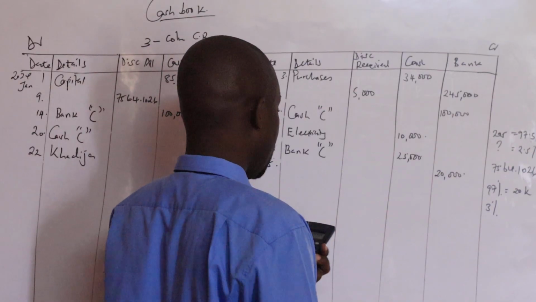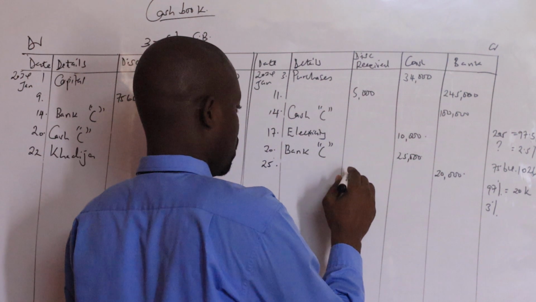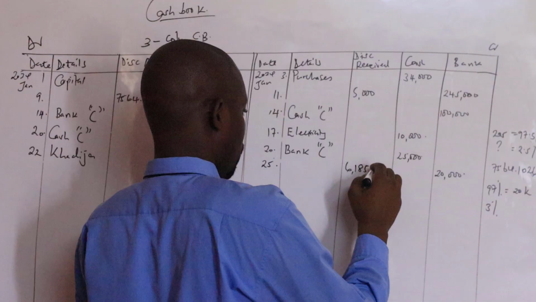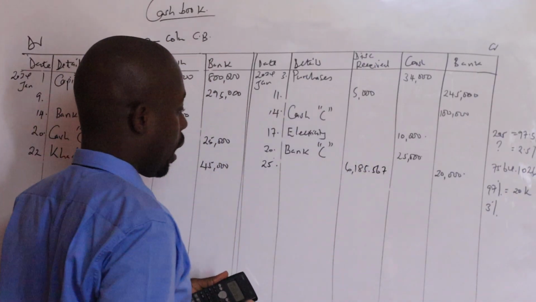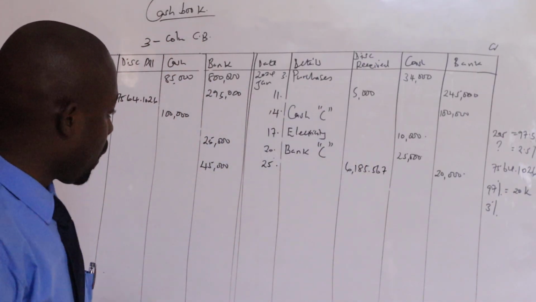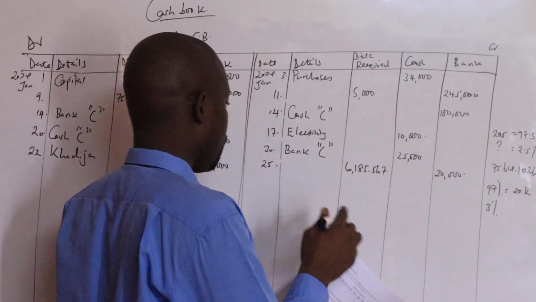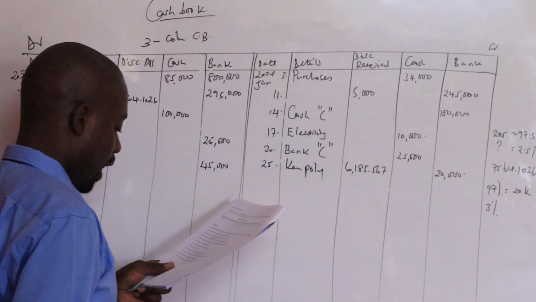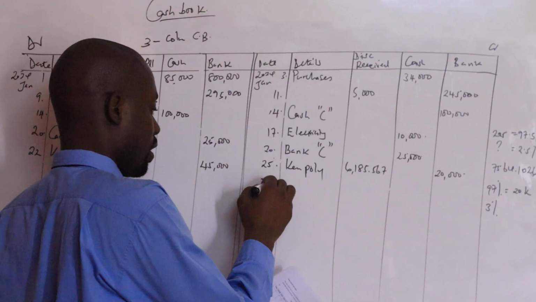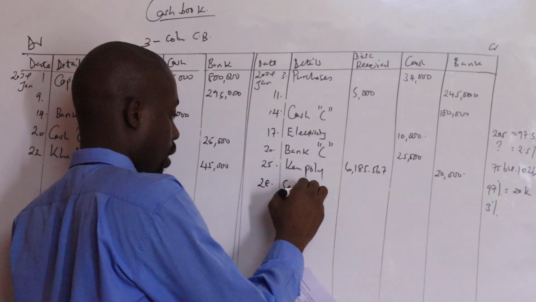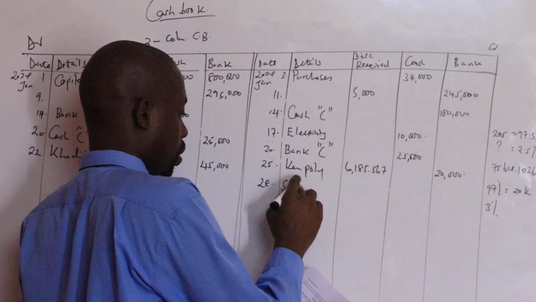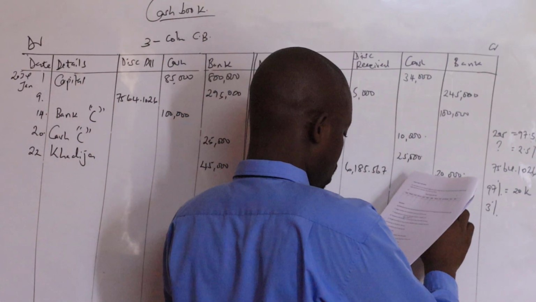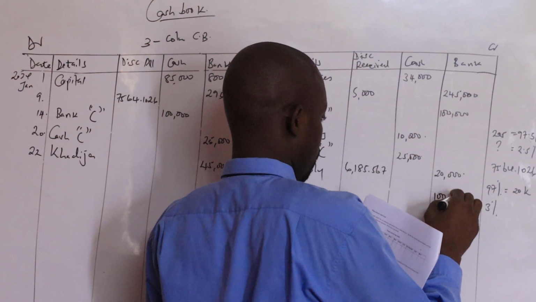6,185.567. So discount received is 6,185.567. Where are we paying that money to? We are paying that amount to Ken Poly, the supplier. On 28th, paid salaries. That's our cash out. Through which channel is the money leaving the business? Our salaries, it left by check. So in the bank column, I'll record 100,000.